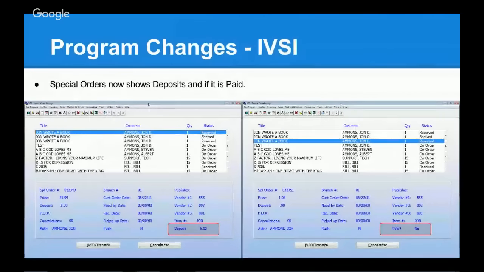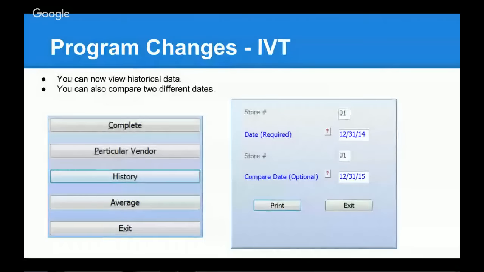Again, this is where you can do the special orders now. A new change that we've made in IVT, you can now view historical data, so you can actually compare two different dates. You don't have to just compare today's date to the past. You can actually go in and say, I want to look at, you know, in this example, we wanted to look at December 31st of 2014, and we wanted to compare it to December 31st of 2015. So both of those options are given to you.